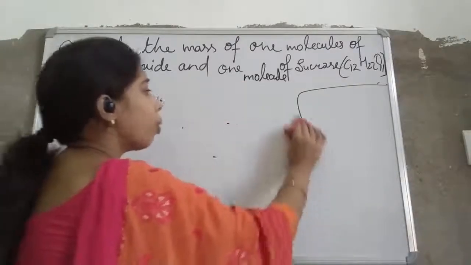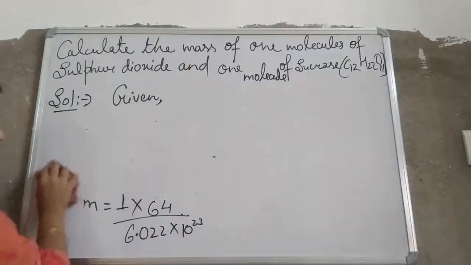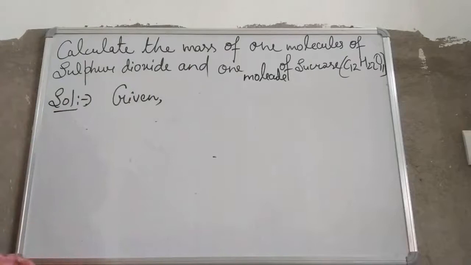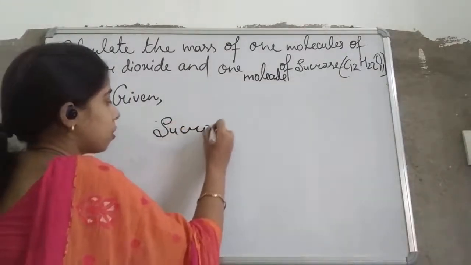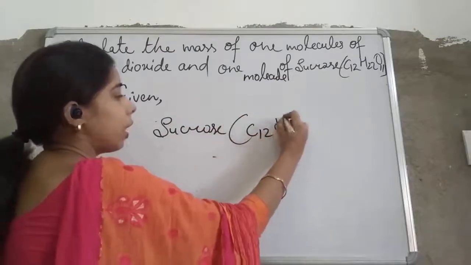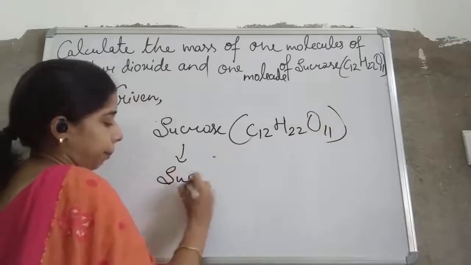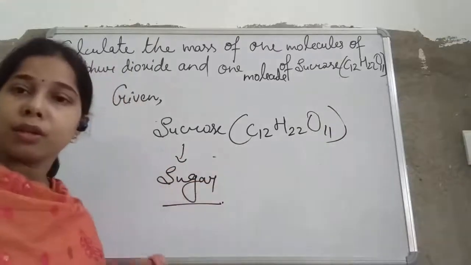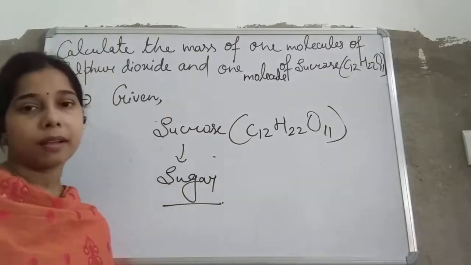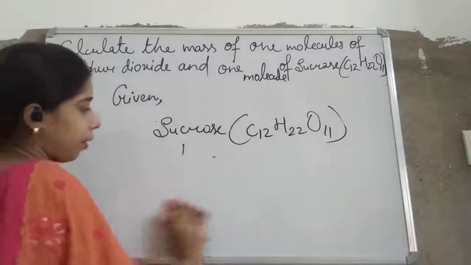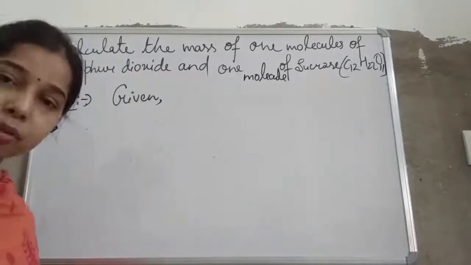Sucrose, students, don't get confused with sucrose. So the sucrose formula is C12H22O11. Sucrose means sugar only. Okay. So sucrose means sugar and the formula of sugar is C12H22O11. Now see, what we have to find is the mass of one molecule of sucrose.